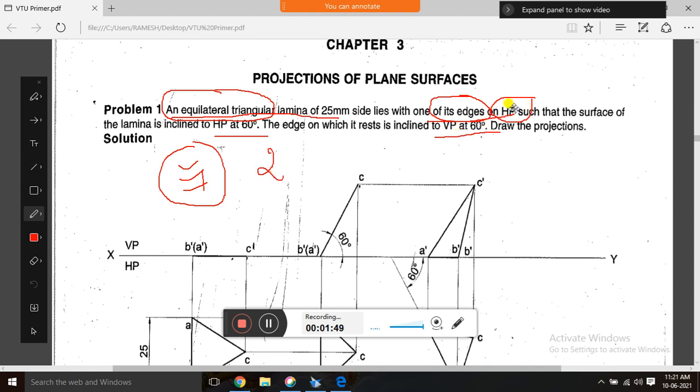Come to the second position. Yes, it is resting on HP, so the second inclination is always with respect to the HP. So here the second position inclination is HP, and the second position is over. And come to the third position.